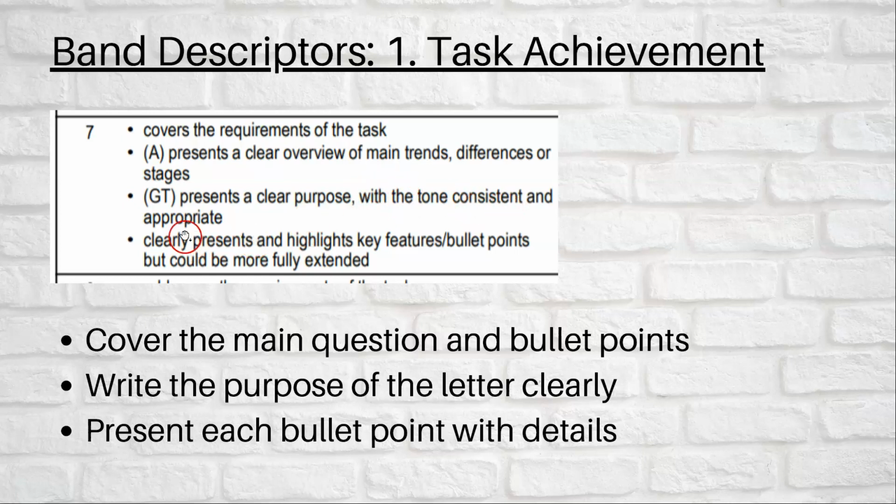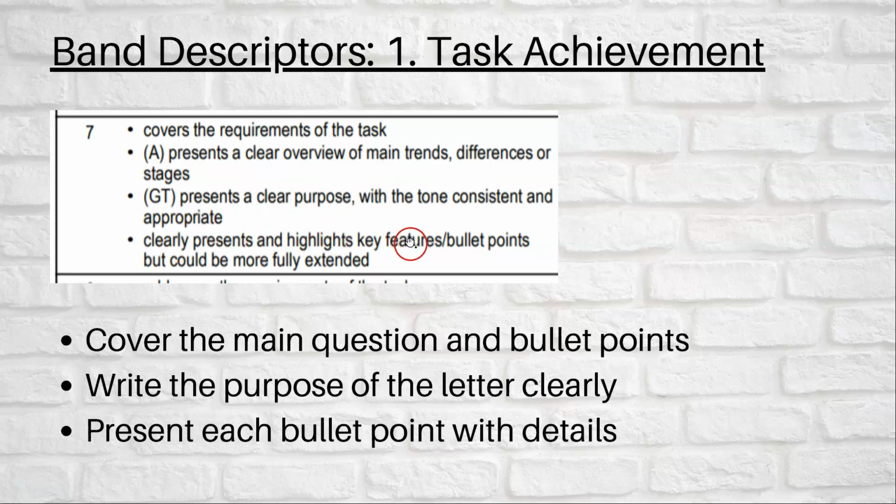With the tone consistent and appropriate. For the formal method of writing, you should not use any contractions, and you should have a proper formal tone throughout the letter. If your tone is inconsistent, it means that at some places you are formal and at other places you are not formal. So this will cost you your marks in the task achievement section.